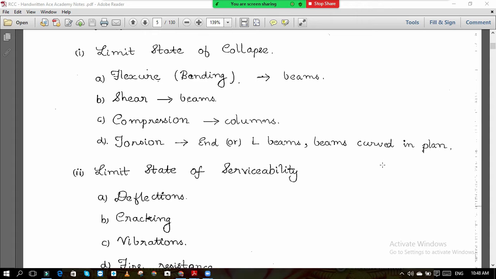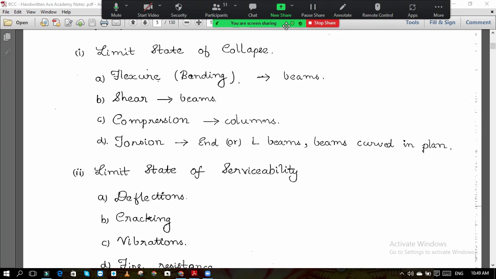If you remember, I have told you at that time, we provide the stirrups where the shear force is maximum. We reduce the spacing between the stirrups so that more stirrups accumulate in that area where the shear force is more. And as we move away from that area, we can increase the spacing between the stirrups.